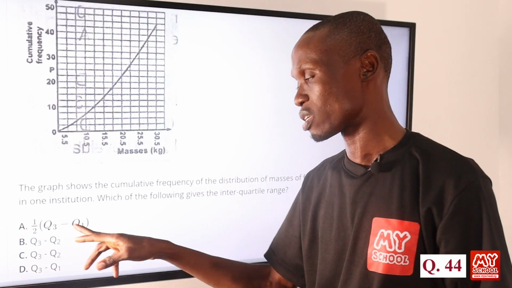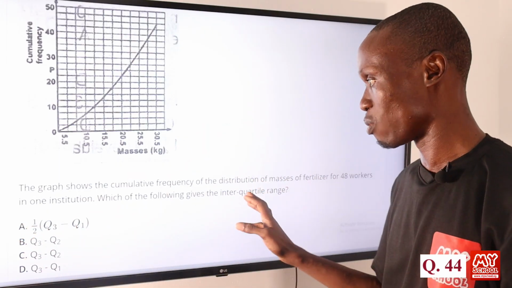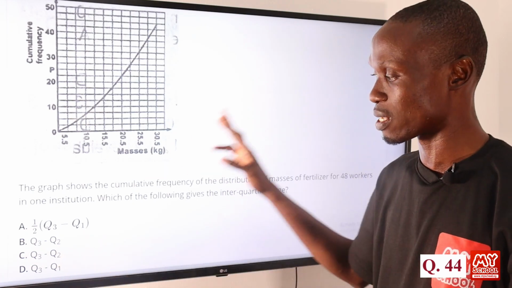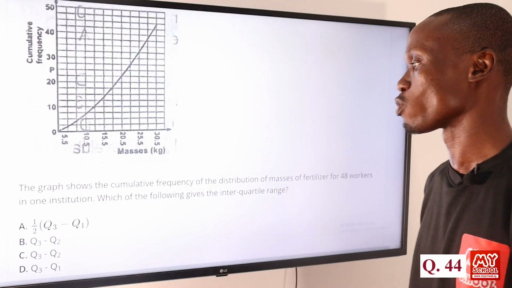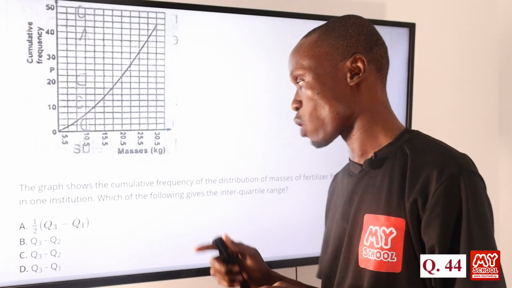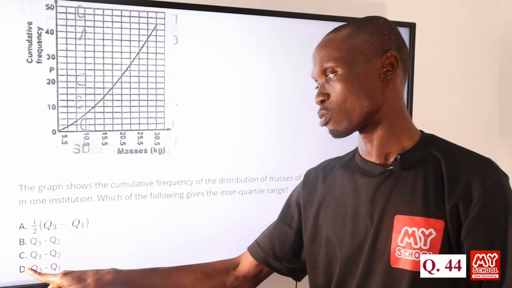Okay, so this is not the answer that we are looking for. B is also not the answer that we are looking for. C is also not the answer that we are looking for. So option D will have Q3 minus Q1. Q3 minus Q1 is actually the formula that gives the interquartile range. So that makes option D the correct answer to this question.